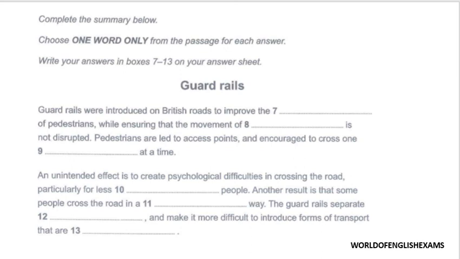Unintended means we are not doing that intentionally. So the unintended effect to create the psychological difficulties in crossing the road, particularly for less dash people. So what is that? The psychological difficulties are aimed at. For whom? For what kind of people are these aimed at? So let's read it.